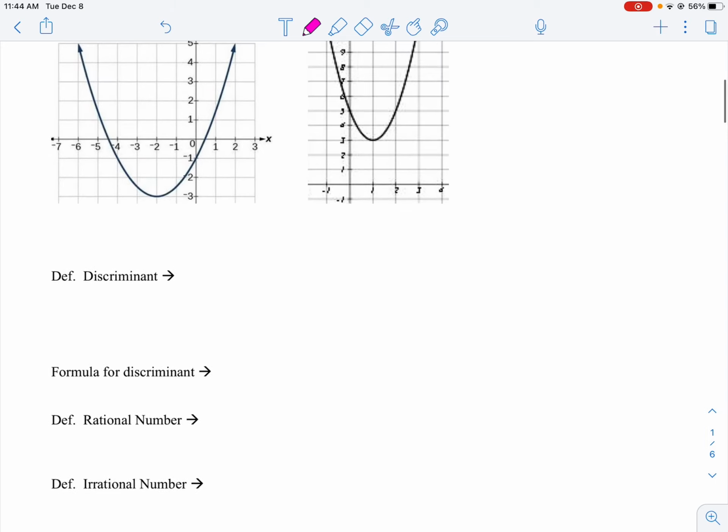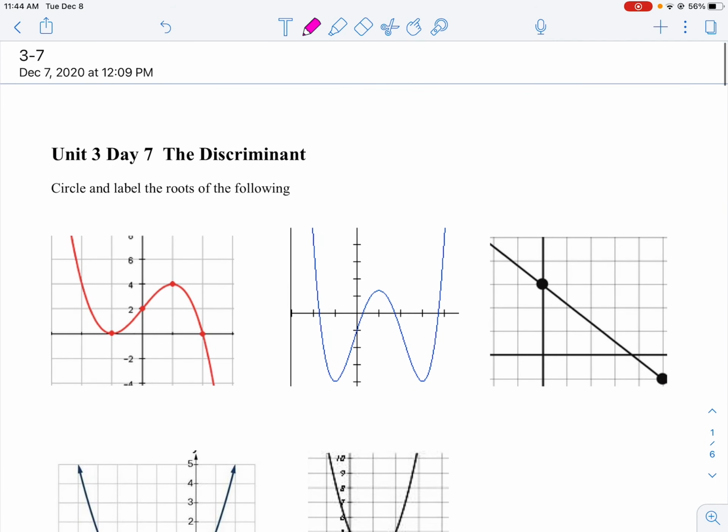So, a little correction on the sheet here, even though it says Unit 3, Day 7, this is Unit 3, Day 5, okay? So, obviously this is the one from last year. Okay, I'm just tweaking my stuff here.